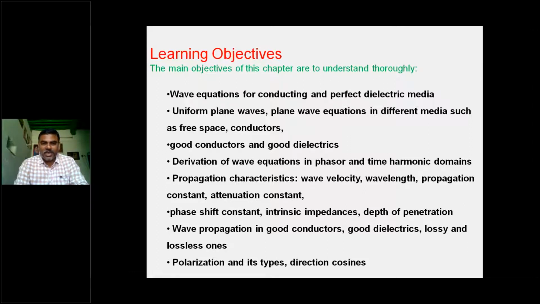And the propagation characteristics: the wave propagating has a certain velocity, a certain length, and a certain amount of attenuation, and so on. We have to see the definitions of those characteristics and how to find them: phase shift constant, intrinsic impedance, depth of penetration, and all those things. Especially we have to see two special cases of wave propagation, in good conductors and in good dielectrics. Finally, we have to see the different types of polarizations and what they are called.